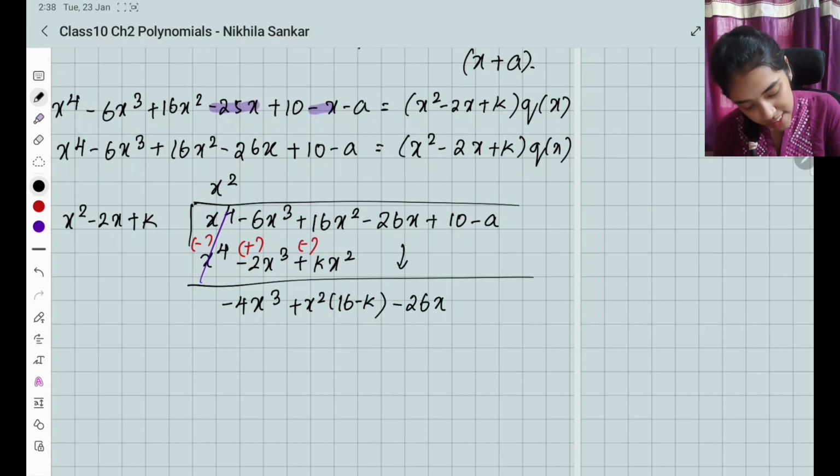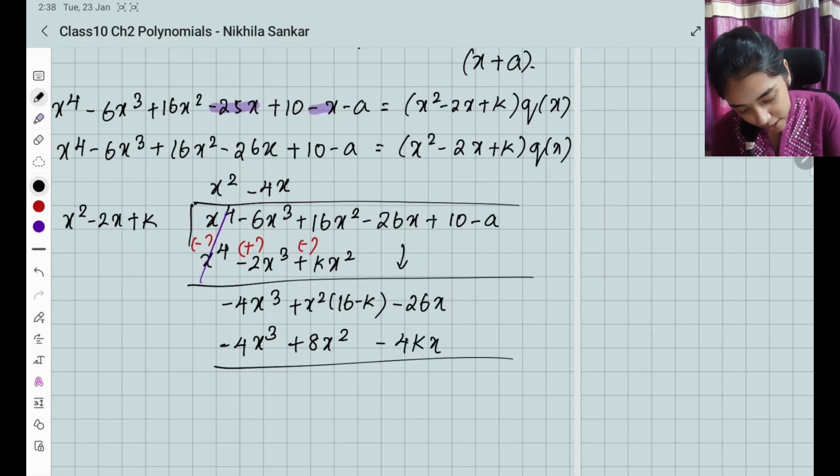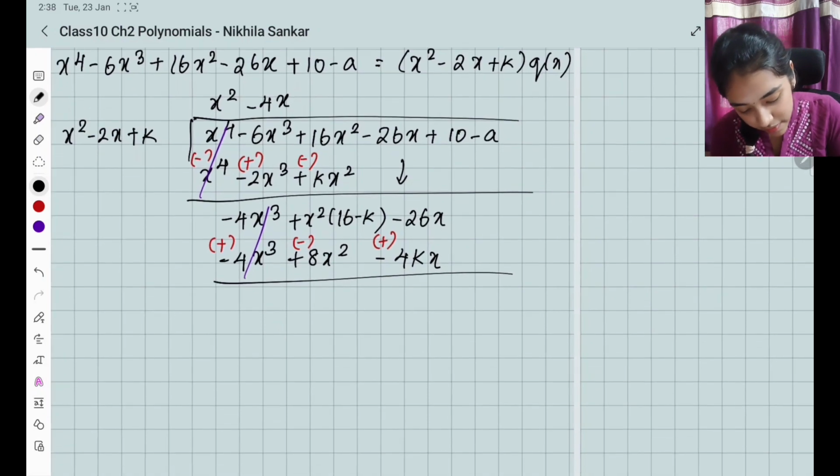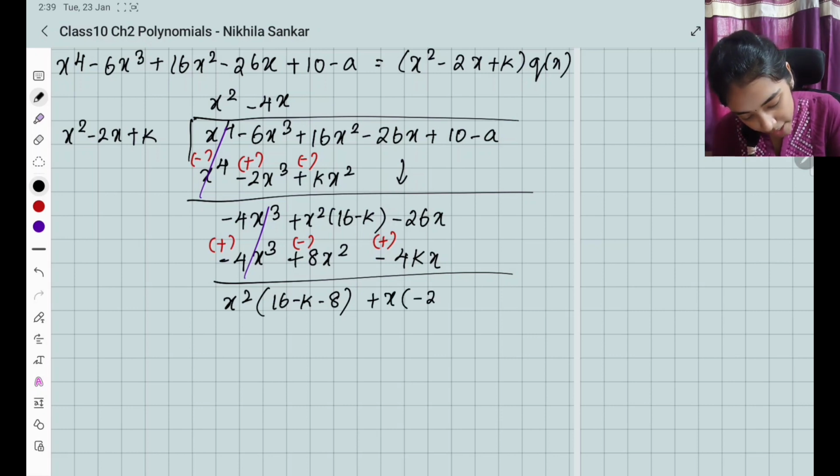So minus 26x. இப்போ என்ன ஆகும்? I have to multiply by 4x. Correct? So we have minus 4x cube plus 4 2s are 8x square minus 4kx. Now again when I subtract this, minus becomes a plus, plus becomes a minus and minus becomes a plus. So the first term gets cancelled, which is our motive. Now next we have x square times 16 minus k minus 8, correct? Then we have here plus x into minus 26 plus 4k.